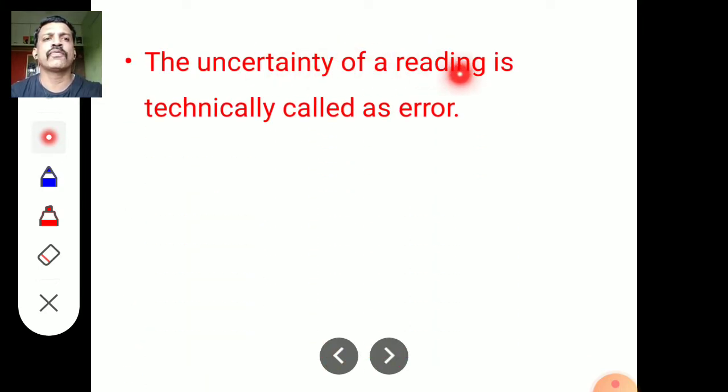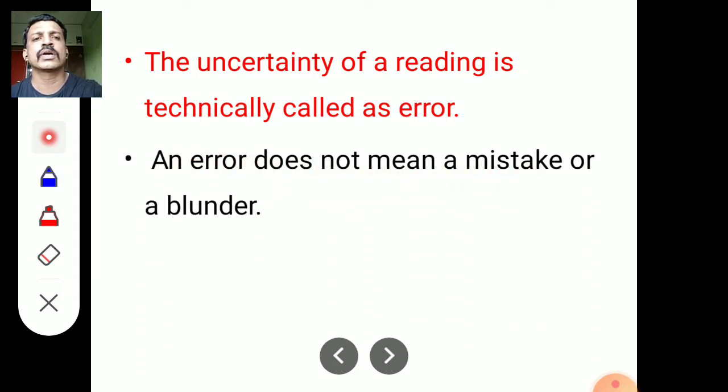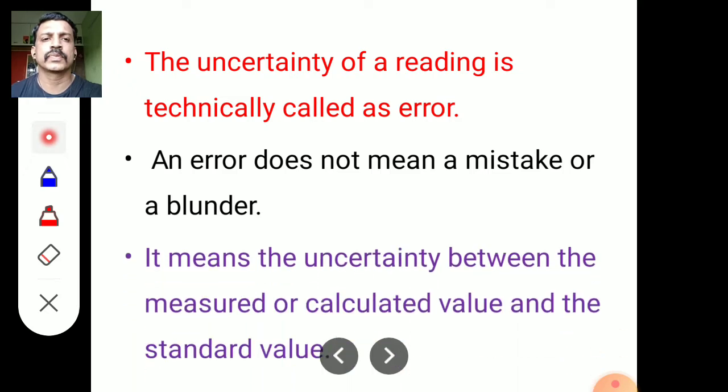The uncertainty of a reading is technically called error. First we know the meaning of error: if any readings are not certain, not proper, if there is some uncertainty, then we say such uncertainty is known as error. An error does not mean a mistake or a blunder. Sometimes it may be a mistake or blunder, but sometimes it is not. It means the uncertainty between the measured and calculated value and the standard value. So uncertainty is the difference between the calculated value and the standard value.